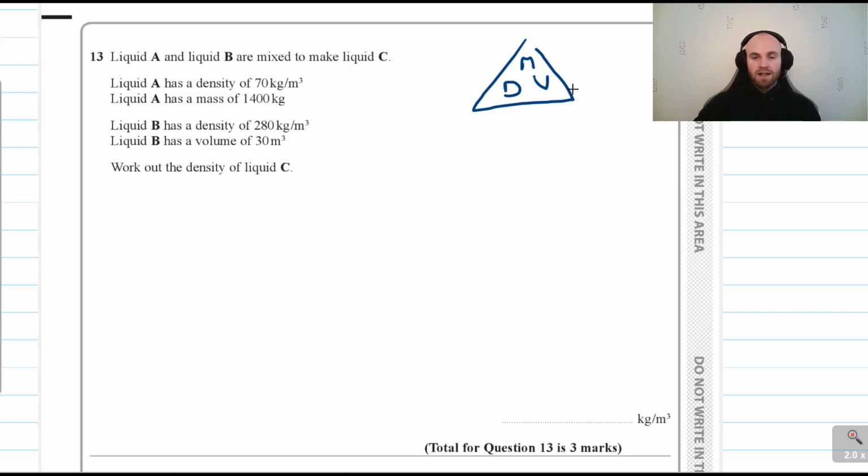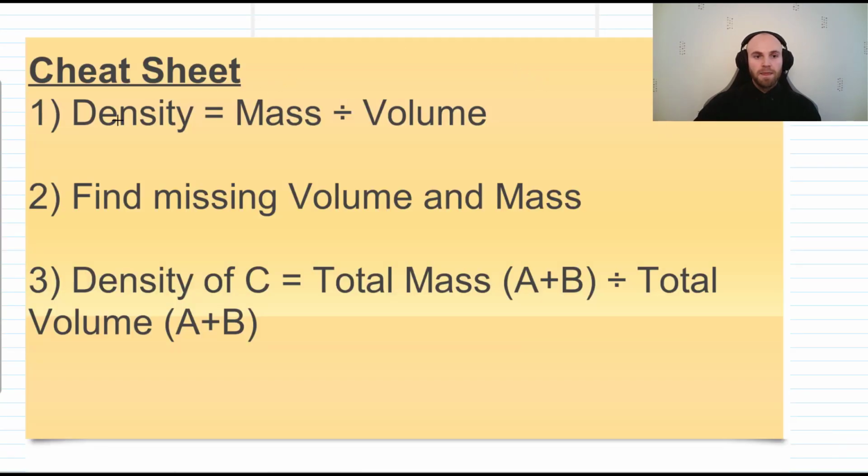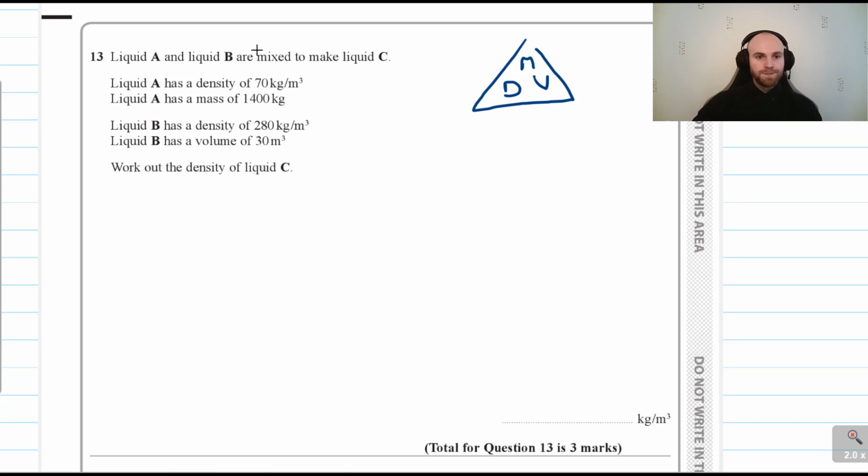Now I've just got this little graph. So what we have is density equals mass divided by the volume. And that's what I put here on the cheat sheet for part 1. What we're going to do is find the missing volume and mass of A and B, and then at the end, find the density of C. We're going to find the total mass of A and B divided by the total volume of A and B, and that is going to give us the density of C.